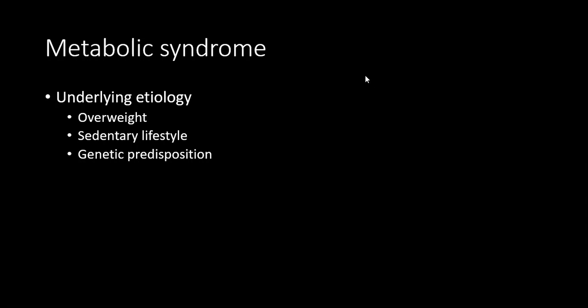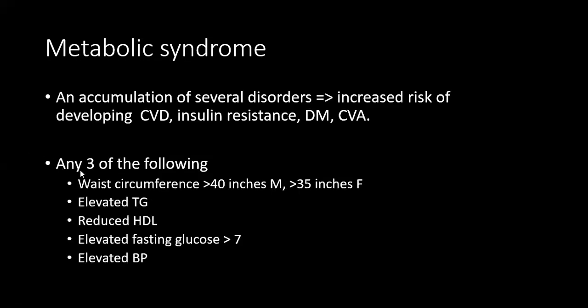Yeah, I will go back to the 3. Sorry if I went through that a bit quickly. So any of the 3. So waist circumference. Elevated triglycerides, reduced HDL, elevated fasting glucose of more than 7, and elevated blood pressure.